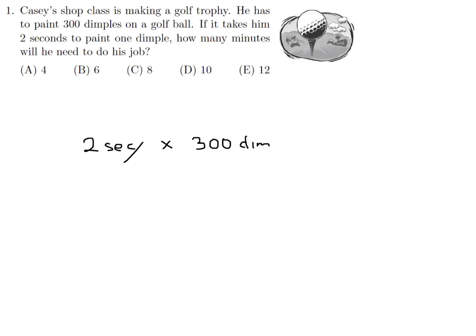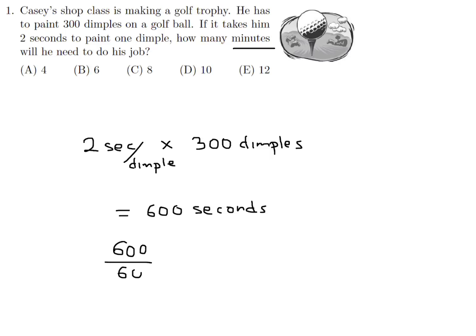So 2 seconds per dimple times 300 dimples, and this looks like 600 seconds. Now they want the answer in minutes. So 600 divided by 60 is going to give you the number of minutes, and therefore that's 10 minutes. So the answer for number 1 is D.